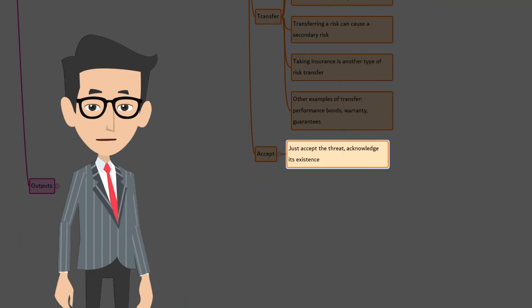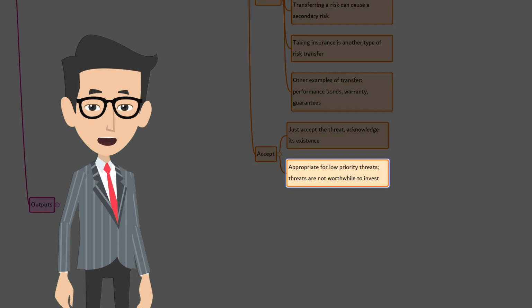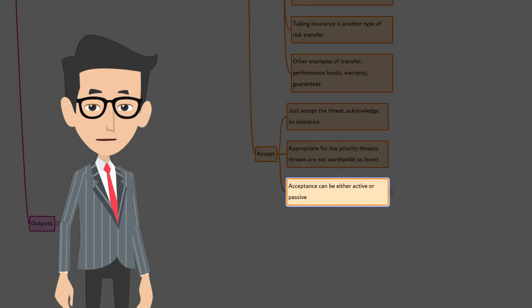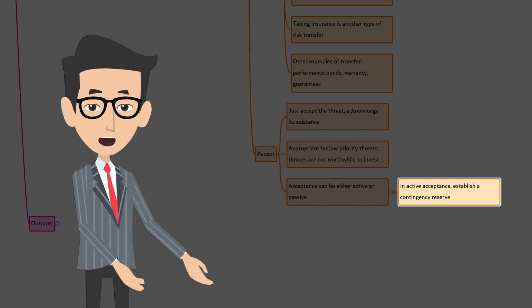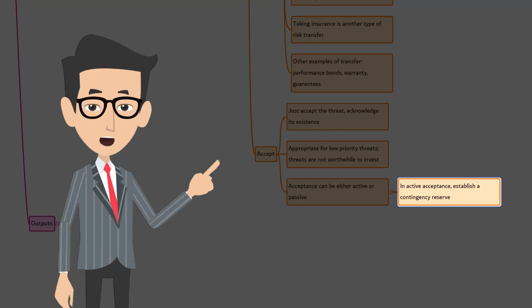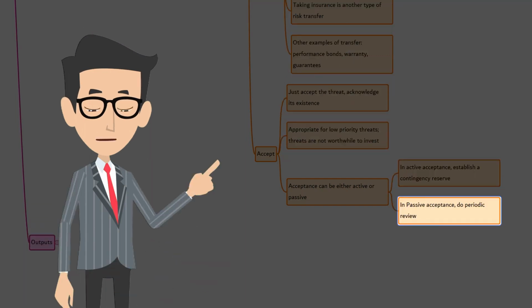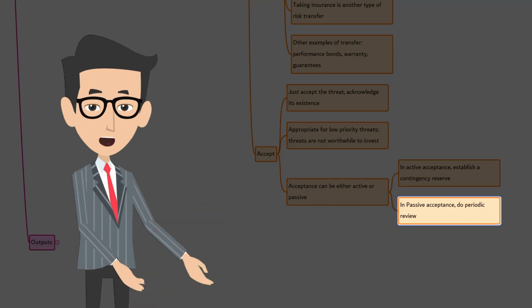In accept, you just accept the risk and acknowledge its existence. You don't take any action, you just leave it as it is. This strategy may be appropriate for a low priority threat, or when it's not cost effective to take the threat further and manage it. Acceptance can be either active or passive. One of the most common active acceptance strategies is to establish a contingency reserve, which includes time, money, or resources to face the threat if it occurs. In passive acceptance, you periodically review the threat to ensure that it does not change significantly.